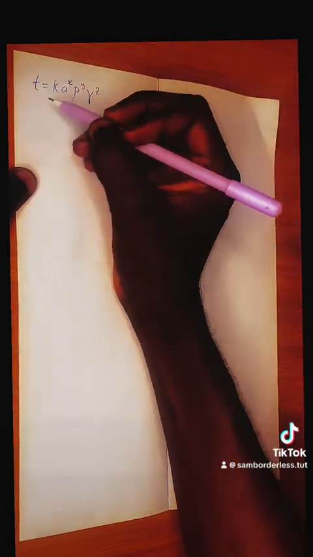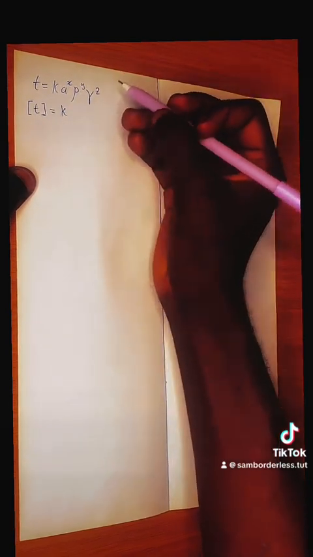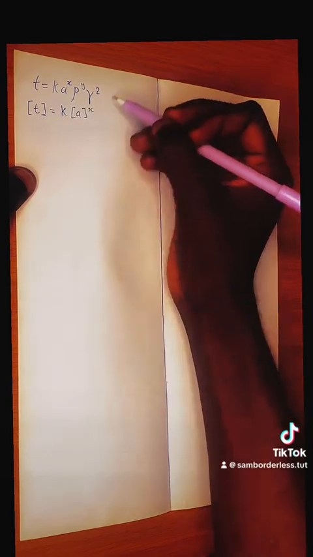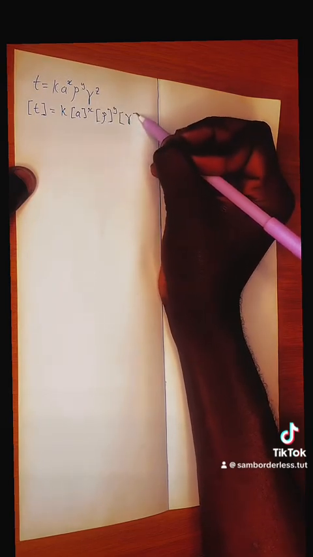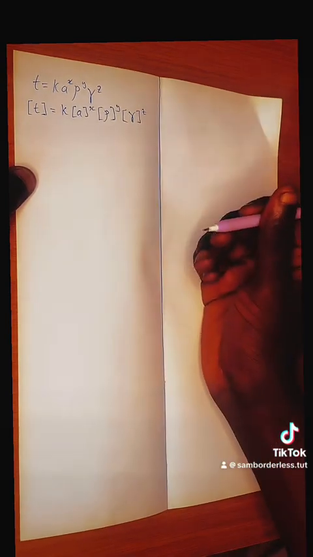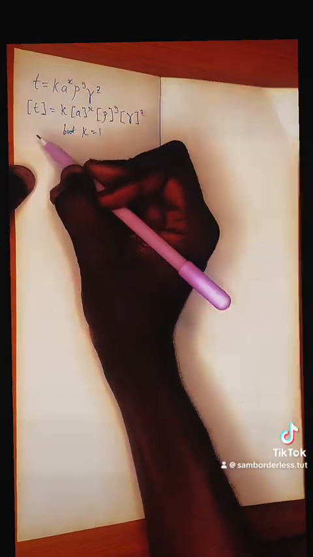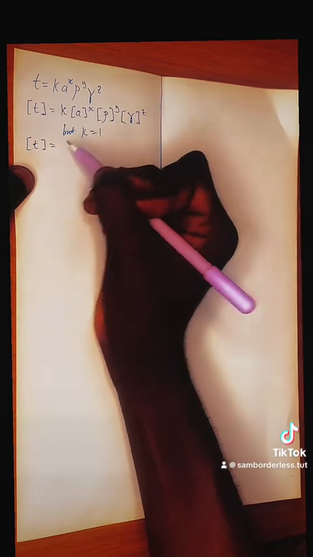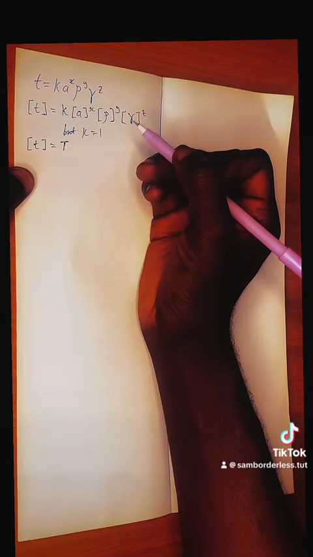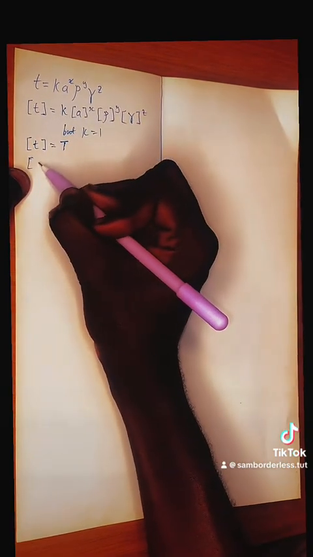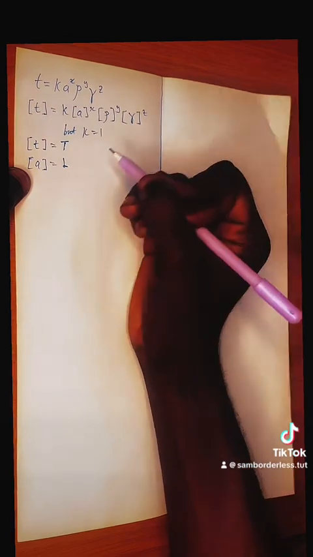At first we need to put them in square brackets to show that we are finding their dimensions. So k is dimensionless because it's a constant, a to the power x, and then rho to the power y, and gamma to the power z. Since k is a constant, we take it out of the picture, and then we find the dimension of t. So t is the period, and period is time, so it's going to be capital T. And then we move to a, which is the radius. So radius is a length, right? And it becomes capital L.